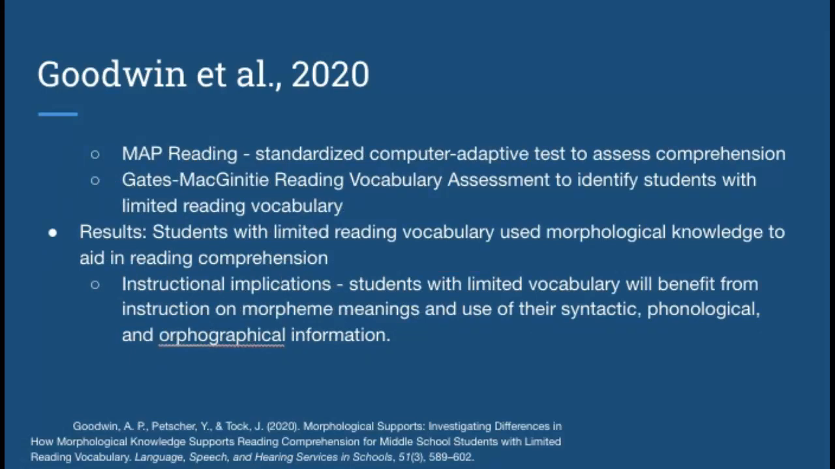So the results of the 3 different assessments were compared, and the 3 different assessments were the Monster PI, which assessed the morphological knowledge, the MAP reading test, which was a standard computer adaptive test used to assess comprehension, and the Gates-McGinty reading vocabulary assessment was used to identify students with limited reading vocabulary.